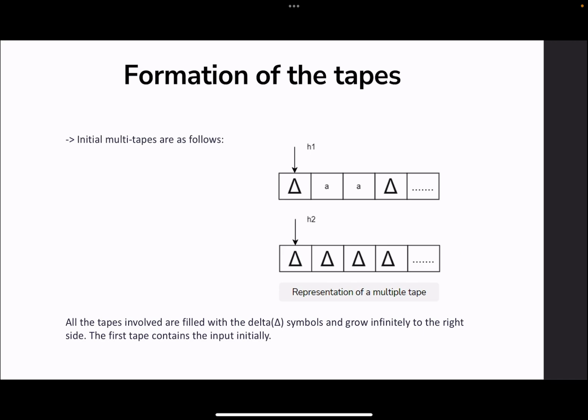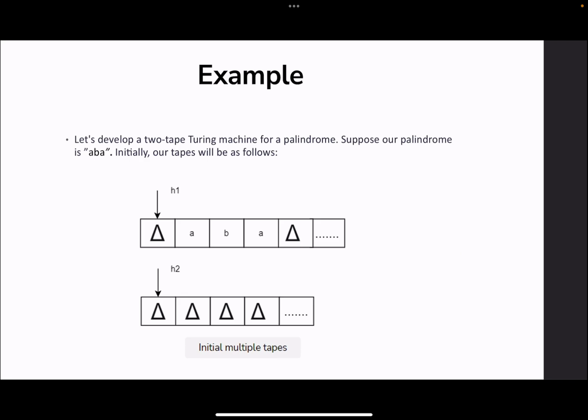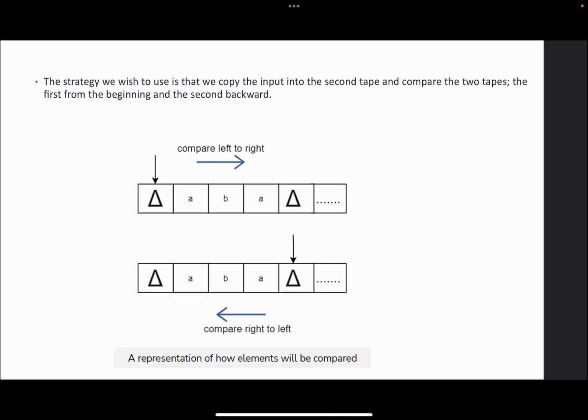Now let's try to implement what we've learned through an example. So here we are trying to build a two-tape Turing machine for a palindrome. Consider the string ABA. We are going to check if this particular string is a palindrome or not. This is similar to what we do in programming as well. The strategy we use over here is we copy the input of the first tape to the second tape and compare the two tapes. If both the alphabets are equivalent, then that means it is a palindrome. And if not, then it is not a palindrome.